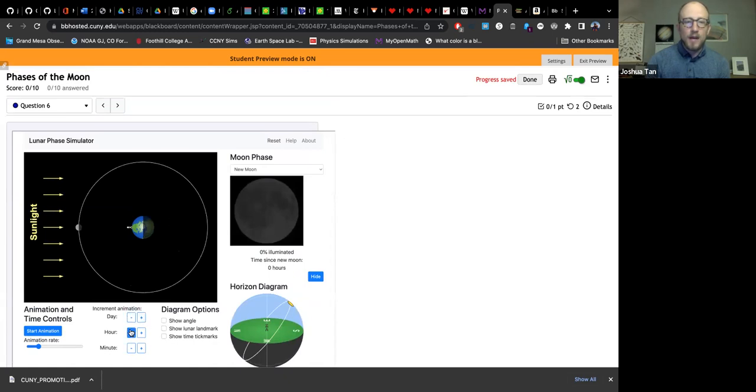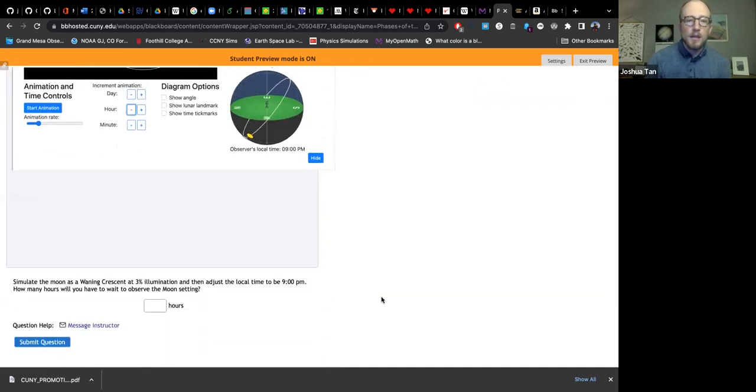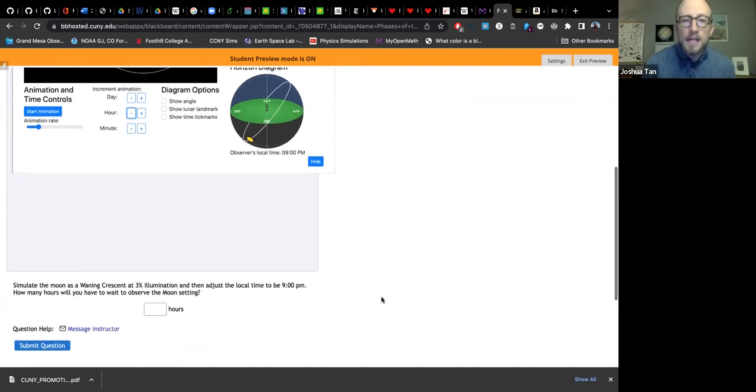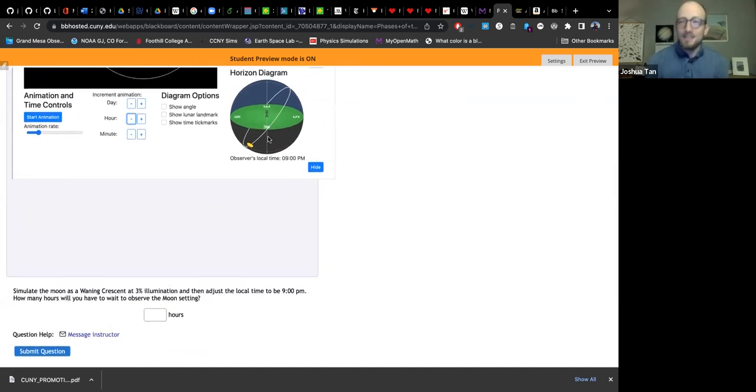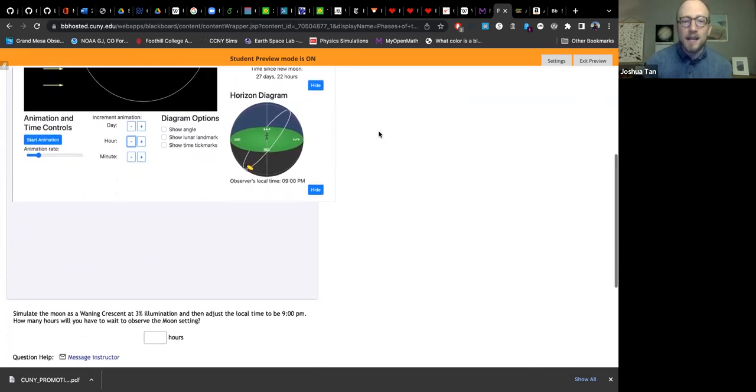So maybe if I go an hour in the past, getting close to 3% here. All right, I've got a waning crescent moon at 3% illumination. Adjust the local time to be at 9 p.m. Oh, I've done that already. I happened to just land on that. But if I hadn't been there, I'd have to move myself around planet Earth until I got to 9 p.m.